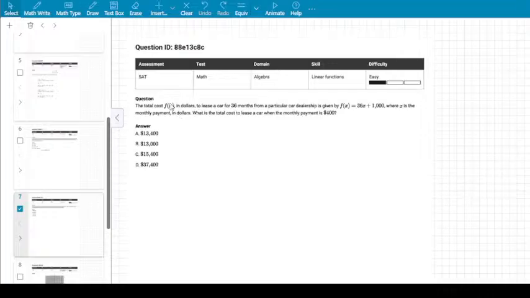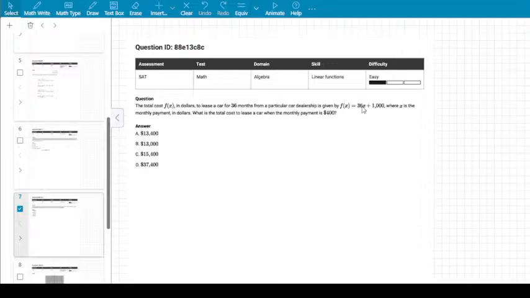So the total cost f of x in dollars to lease a car for 36 months from a particular car dealership is given by f of x is equal to 36x plus 1000, where x is the monthly payment. What is the total cost to lease a car when the monthly payment is 400? So we're given this function which describes the total cost of leasing the car for 36 months. So for 36 months we have 36x plus 1000.